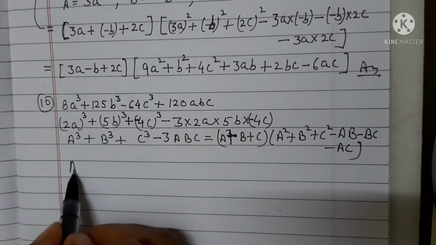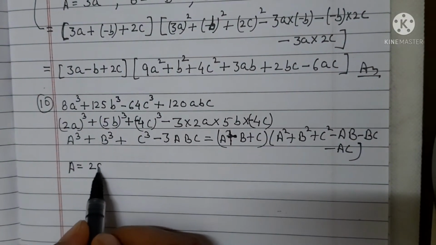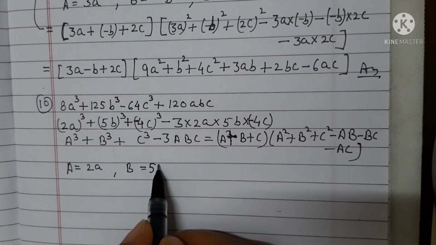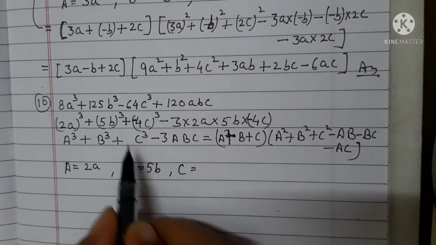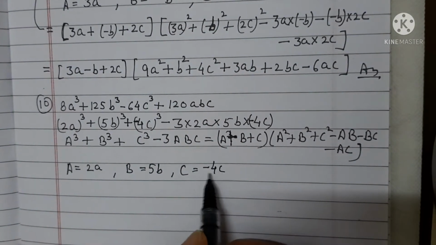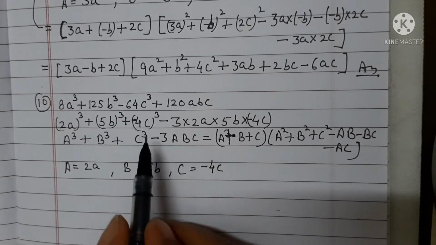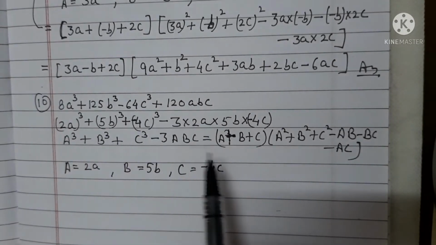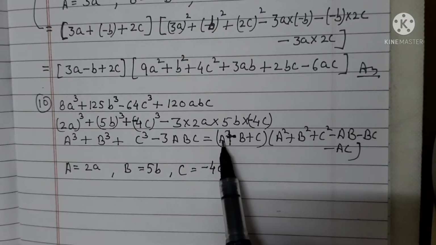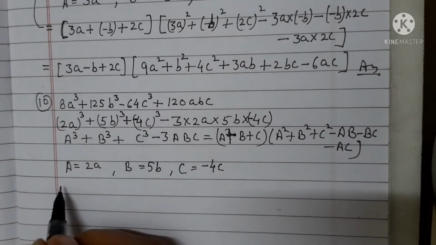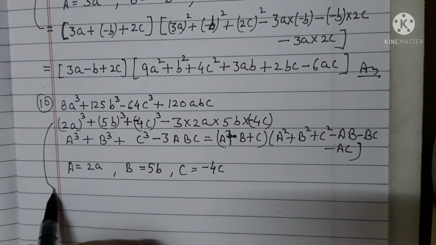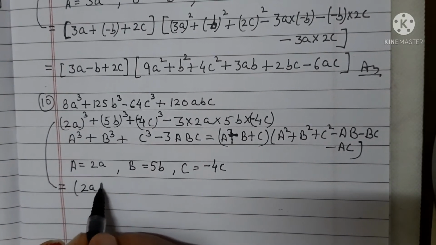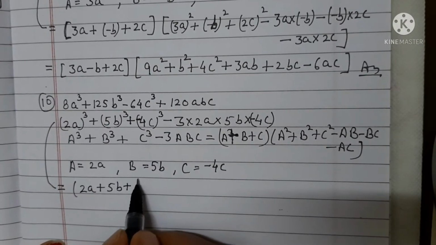where a is equal to 2a, b is equal to 5b, and c is equal to minus 4c. Substitute these values to factorize the given expression. So this becomes a plus b plus c, which means 2a plus 5b plus minus 4c.